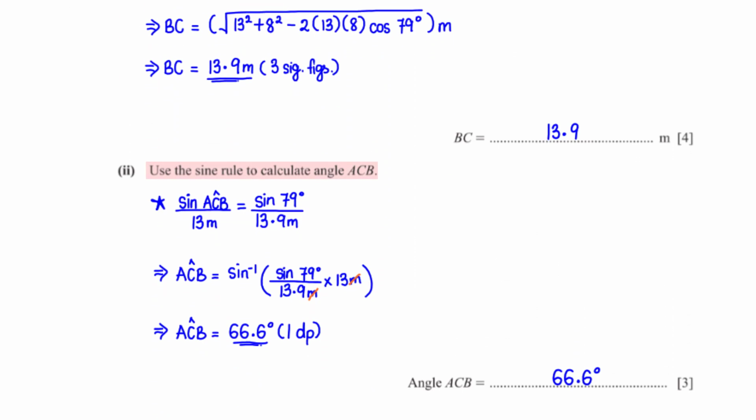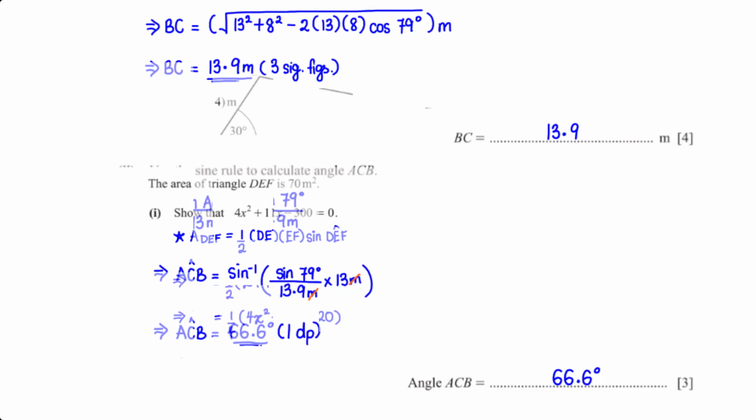Use the sine rule to calculate angle ACB. When we apply the sine rule to the triangle, this is what we have. When we make angle ACB the subject, this is what we get. When we type this into the calculator, we have 66.6 degrees rounded to 1 decimal place.